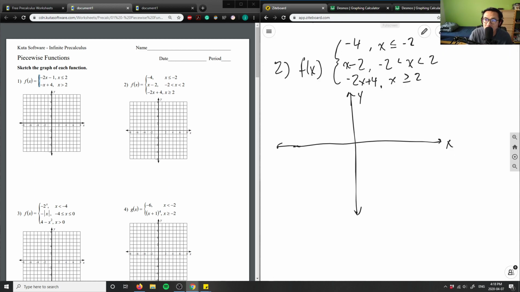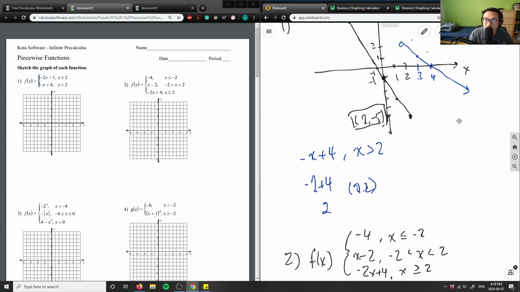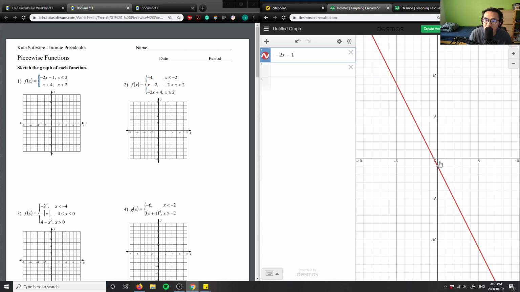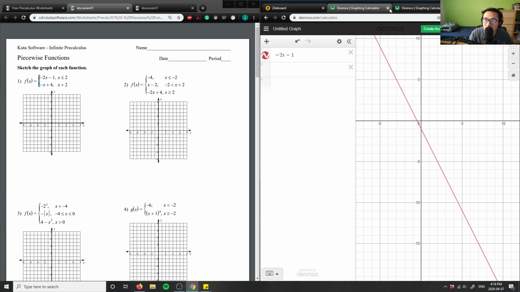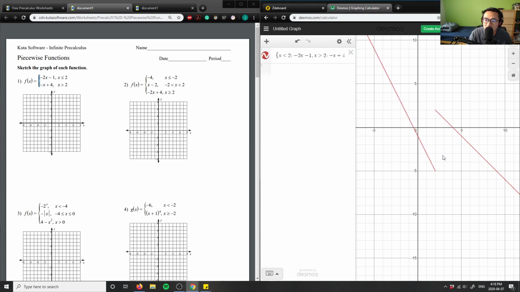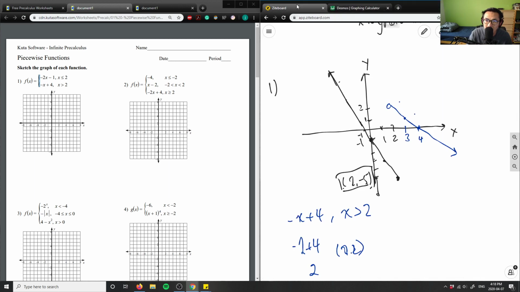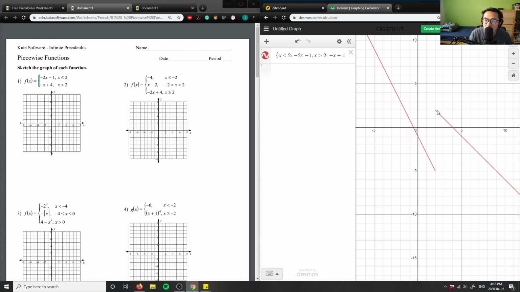But as you can see from my poor sketch, it looks very, very similar to this one here. I have a sloped line here that goes this way. And then I have another one that starts from this point, which is (2, 2).